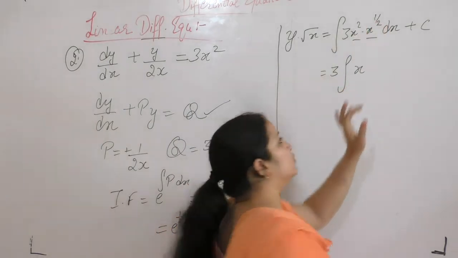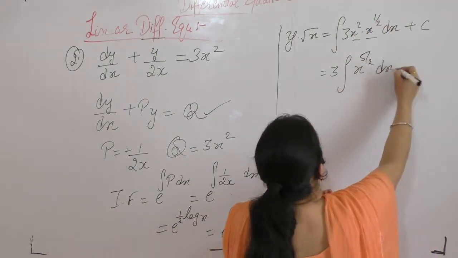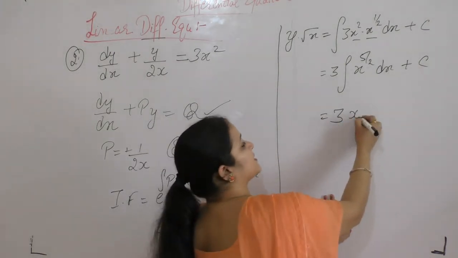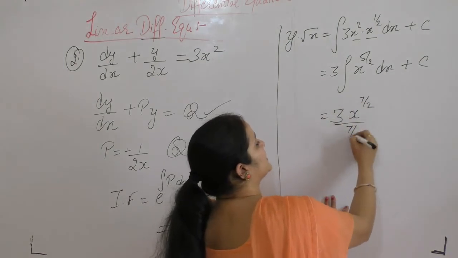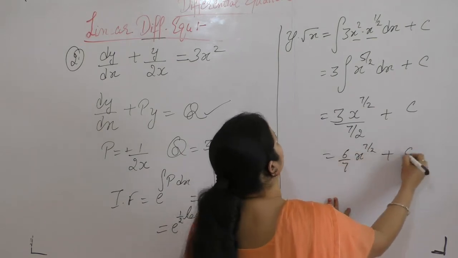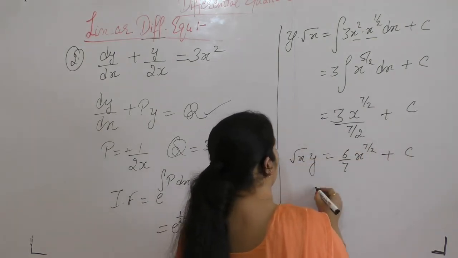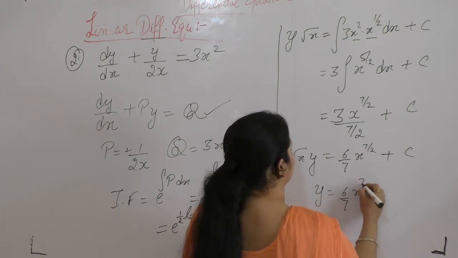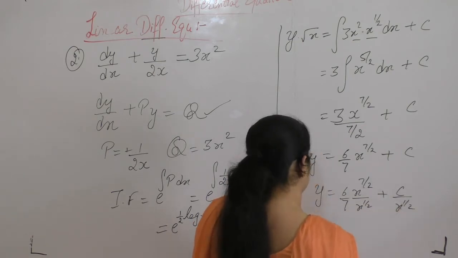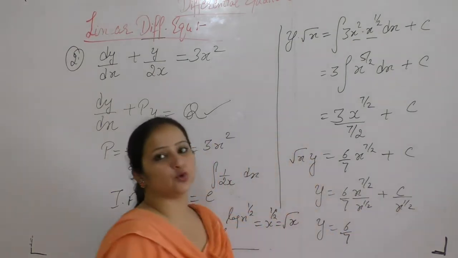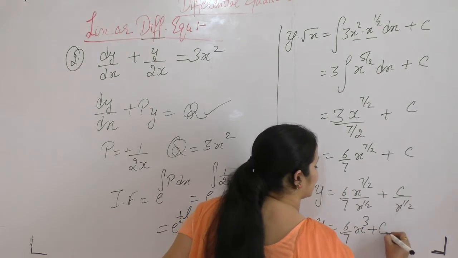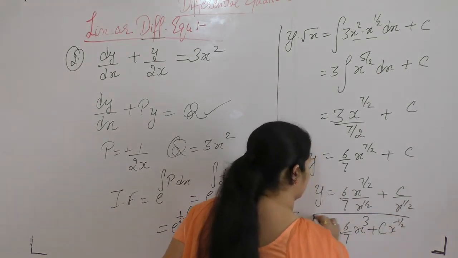2 plus 1 by 2 is 5 by 2. Now use the formula integral of x power n is x power n plus 1 upon n plus 1, 5 by 2 plus 1 is 7 by 2, plus c. 6 by 7, x power 7 by 2, plus c. We get y is equal to 6 by 7 x power 7 by 2 upon x power 1 by 2 plus c upon x power 1 by 2. 6 by 7, 7 by 2 minus 1 by 2 is 6 by 2, that is 3, x cube plus c into x power minus half.